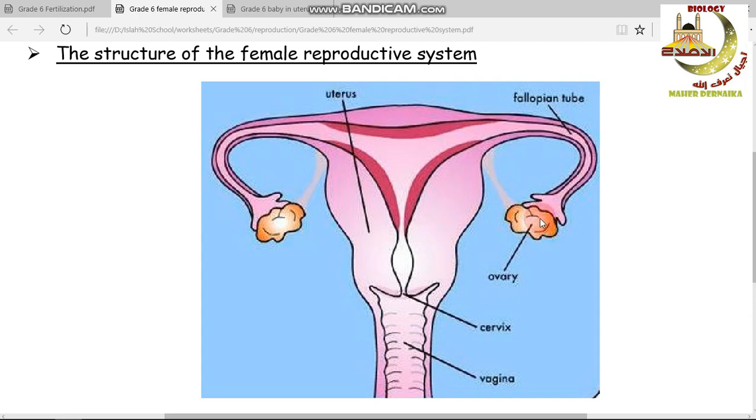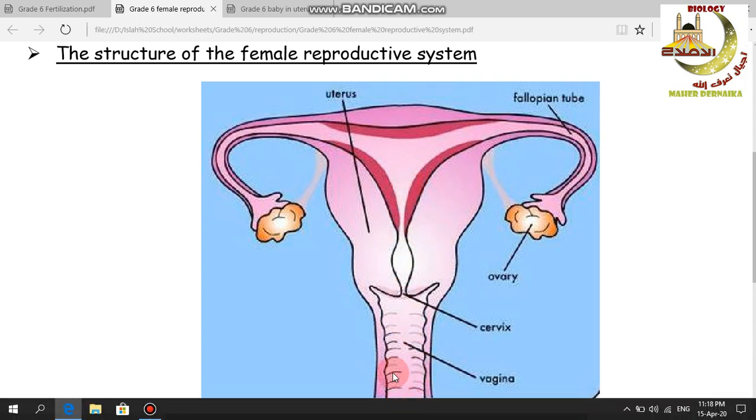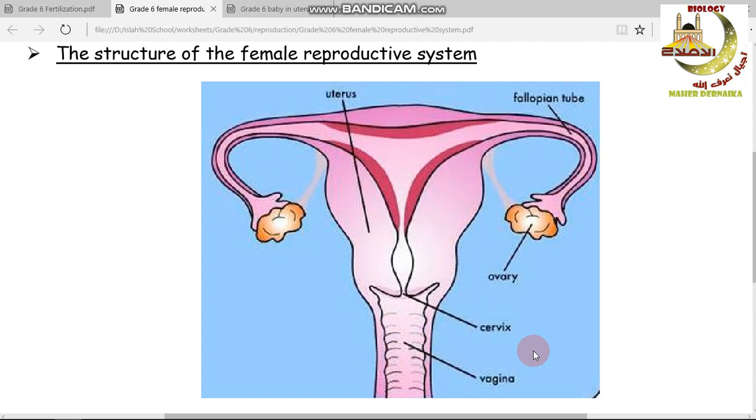Each month, one ovum cell is secreted into the fallopian tube. It comes to the fallopian tube and stays here. If there is no sperm that comes from the male, this ovum cell will just move through the fallopian tube, go to the uterus, and go outside the female's body through the vagina.